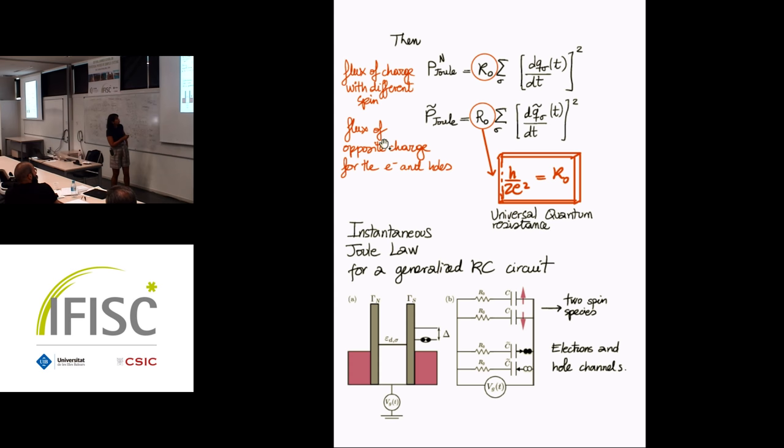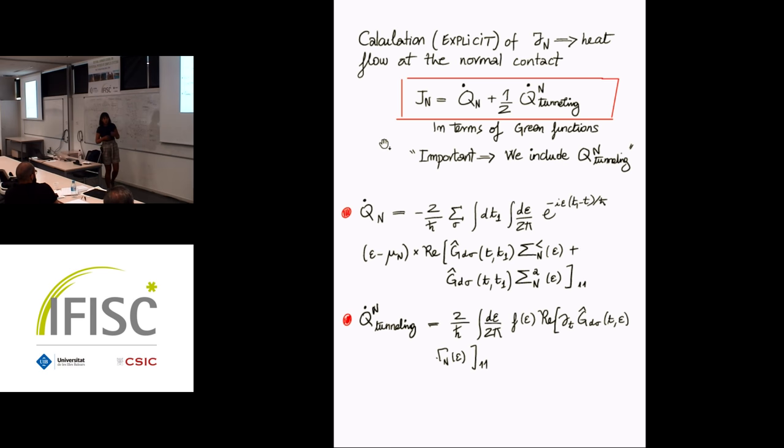And now we are going to repeat the same calculation, but in a different fashion. So now we are not going to start with the power and calculate the power and the occupation of the dot and the Green function of the dot and see if there is some instantaneous Joule heating. We are going to start in a different way, just calculating the heat at the normal contact. So the heat at the normal contact, as David told you in his lectures, is given by this part here that contains the commutator of the Hamiltonian with the Hamiltonian in the normal part, and then you need to add this one half of the tunneling contribution here.